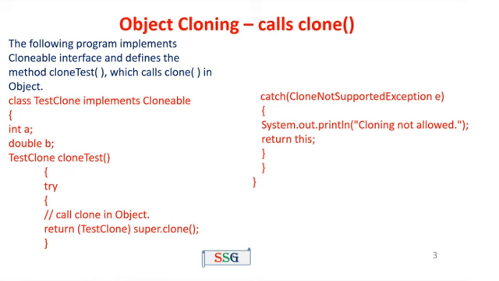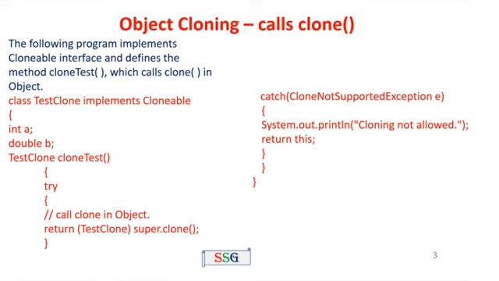Okay, super.clone. That means here the control transfers to the clone method. The clone method in the Object class creates the duplicate object. The clone method returns the object as type Object. That object is converted to the corresponding class, TestClone. That means forced type conversion.